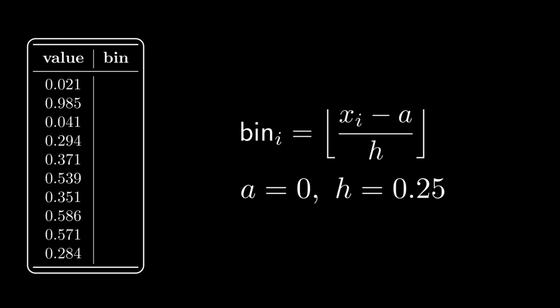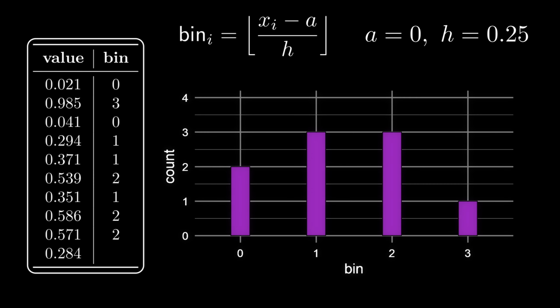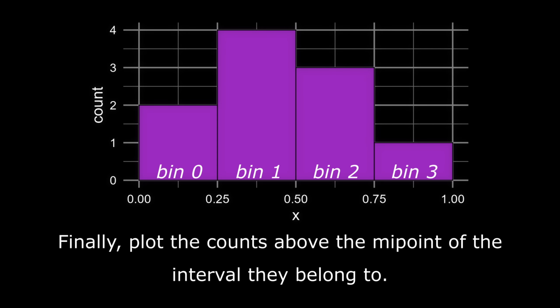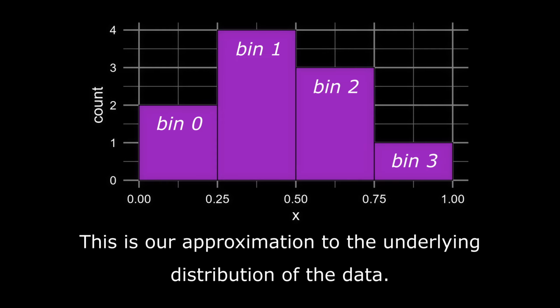Here's an example putting this all together to construct a histogram from data. First, the bin index for each observation is calculated. These data are 10 samples from a uniform distribution. So A, the minimum value, is chosen to be 0, and the bin width h is chosen to be 0.25. This gives a total number of 4 bins. The number of observations belonging to the same bin index are counted by the bar graph. The histogram is completed by plotting the final count for each bin over the midpoint of their respective interval.